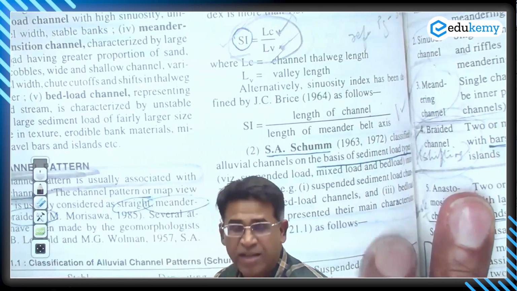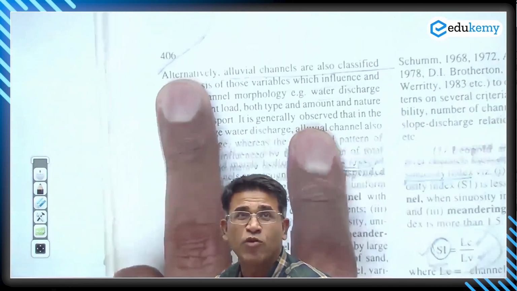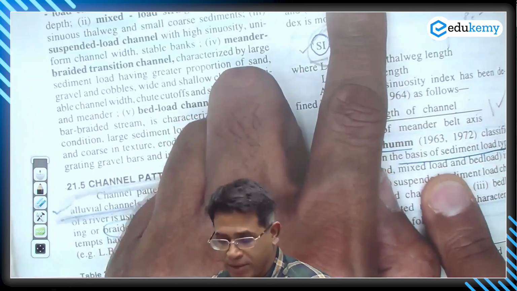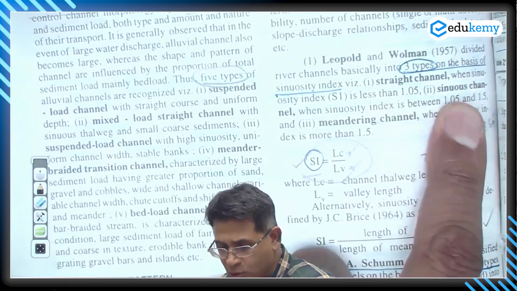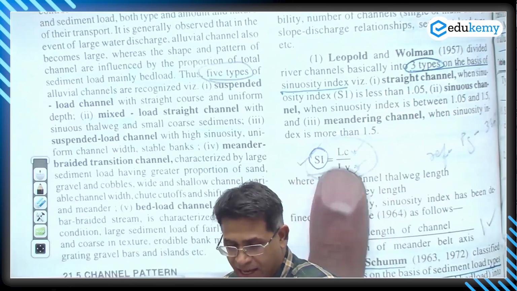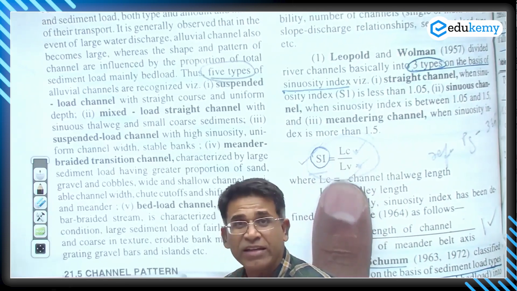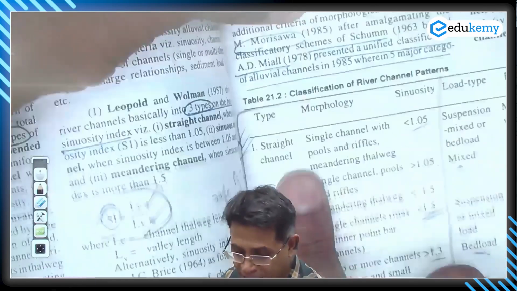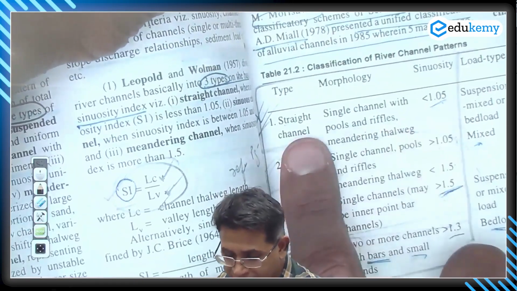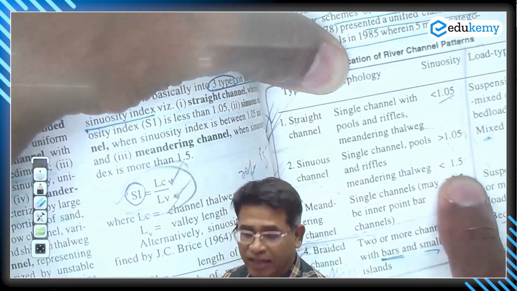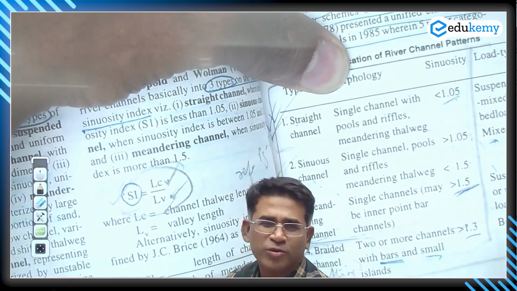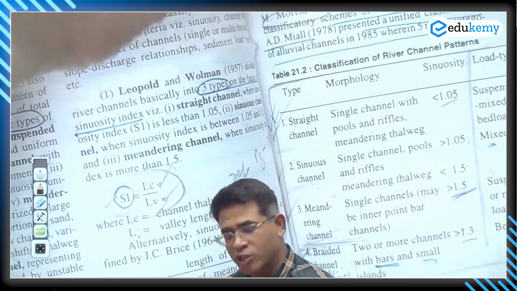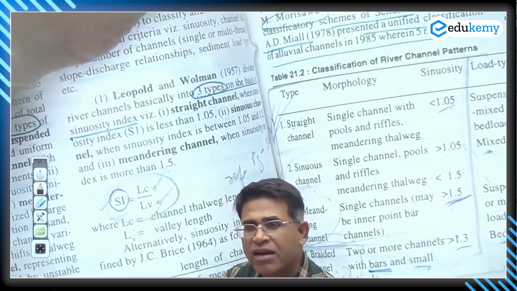Here, Geomorphology, page 406 and page 407. Okay, here it is. Leopold and Wolman. There are three types of channels: straight channels, sinuous channels, and meandering channels. SI is LC by LV, length of channel by length of valley. If SI is less than 1.05, it's a straight channel. If it is more than 1.05 but less than 1.5, it is a sinuous channel. If it's more than 1.5, it is a meandering channel. That's all. It's a ratio used in classification of rivers on the basis of meandering or sinuosity.